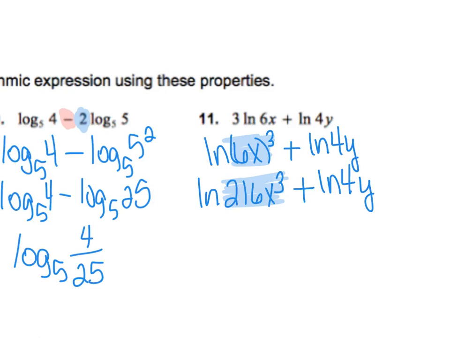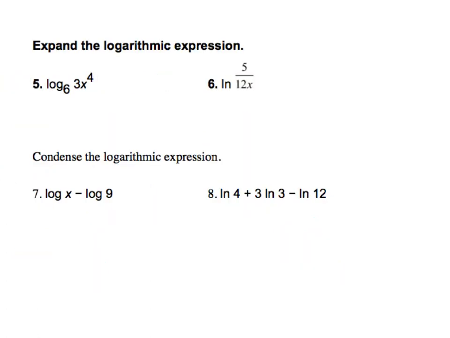Okay, so the next thing, again, I'm trying to put everything back together. So I have the natural log of 216 x to the third plus the natural log of 4y. That plus tells me that I'm going to multiply 216 x to the third times 4y. So when I'm putting things back together, our brains need to go a little bit in the opposite direction here. So I'd have the natural log of 216 times 4, which is 864 x to the third y.